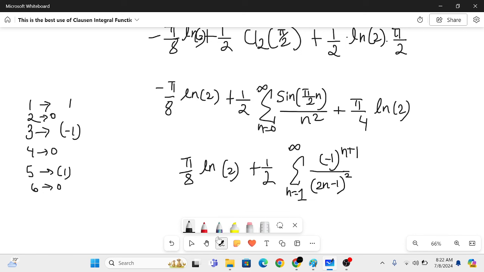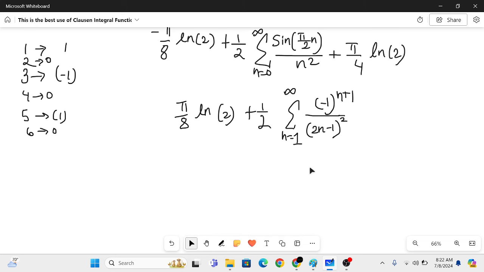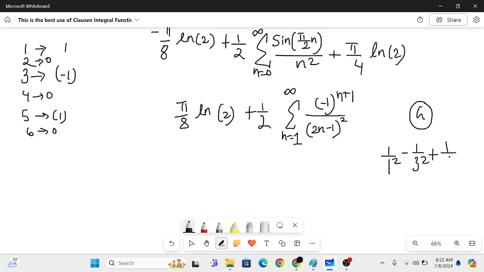Now okay, so we have this. Now to evaluate this, this is just the G constant. I guess it's Catalan's constant, I'm not sure. But we know that it's actually Catalan's constant. And if we evaluate this, this is just 1 by 1 square minus 1 by 3 square plus 1 by 5 square. Yes, we don't really have a closed form for this, and we denote this sum by G. We know its value, but not really a good closed form. Okay, so we get pi by 8 ln 2 plus this is just G by 2.